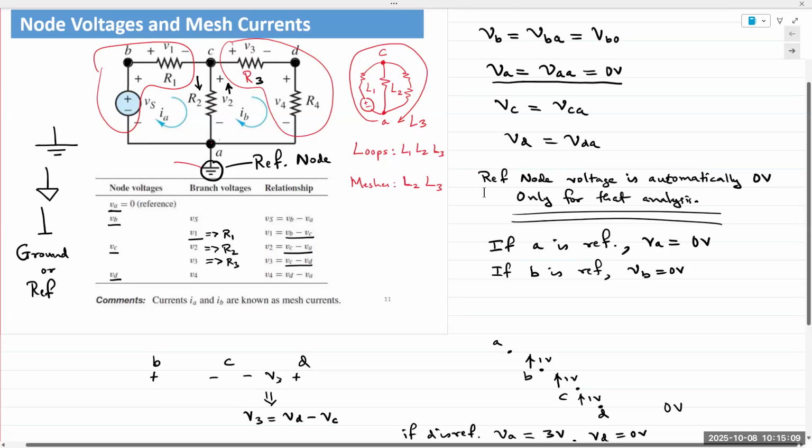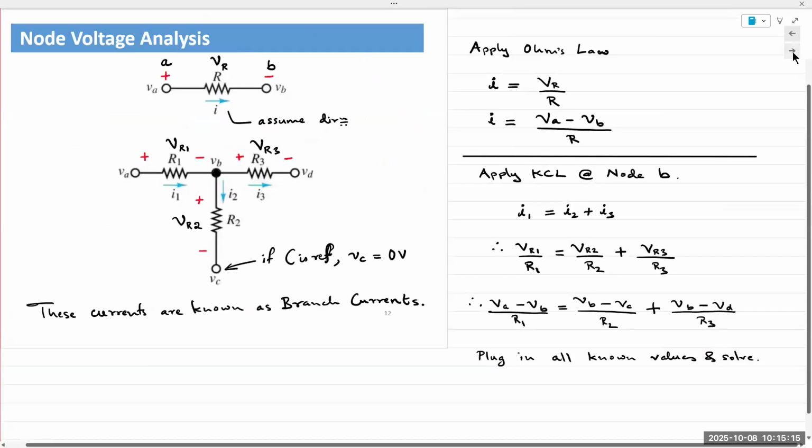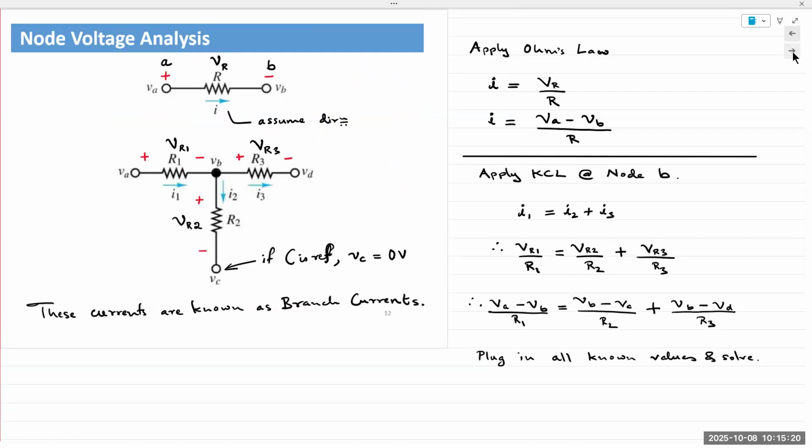Okay. Now let's go to the actual technique. So the technique is based on KCL. We generate equations by applying KCL. Okay. At the beginning of our analysis, when we assign branch currents, we don't know which direction they are flowing. So we make assumptions. But those assumptions are based on certain logic.